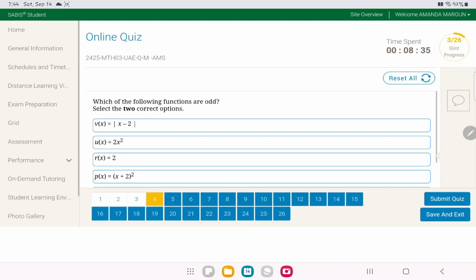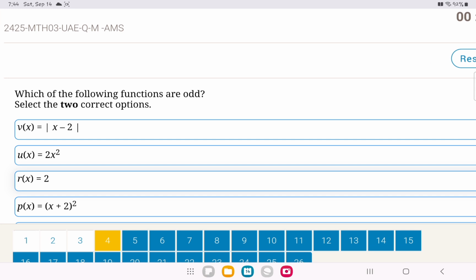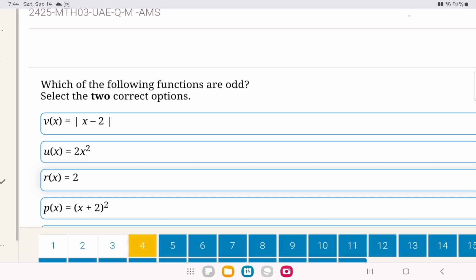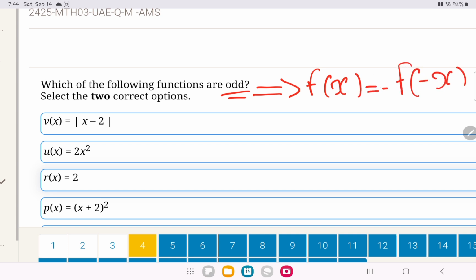Question number 4. Which of the following functions are odd? So before we had even functions, now we have odd functions. Odd is a little bit tricky. Why? Because the rule for odd is f(x) is equal to minus f(-x). Or, in other words, let's write it in steps.